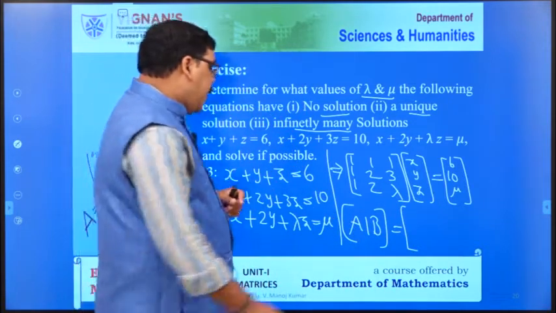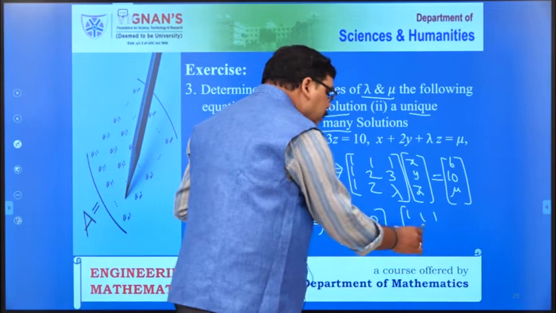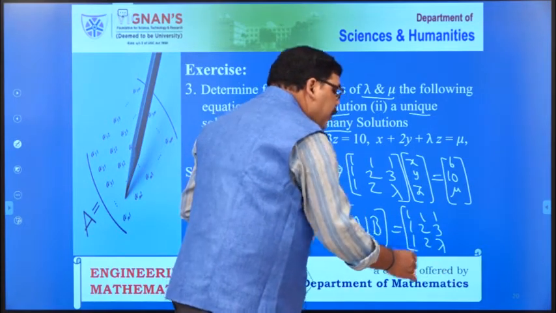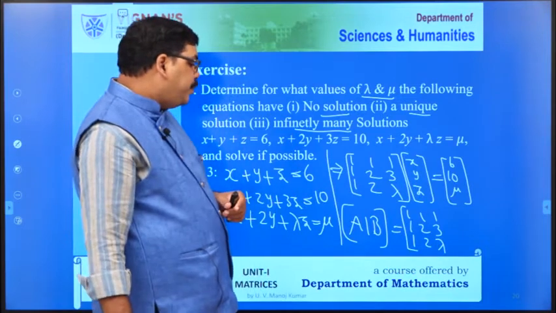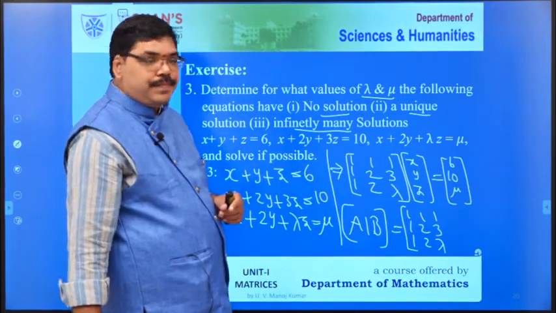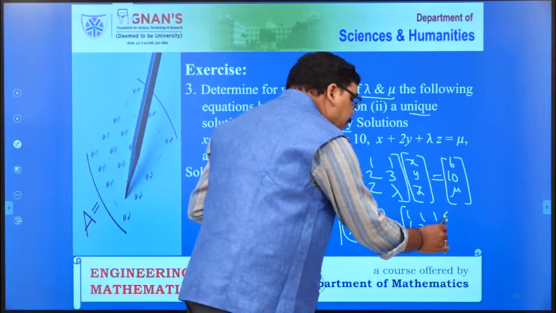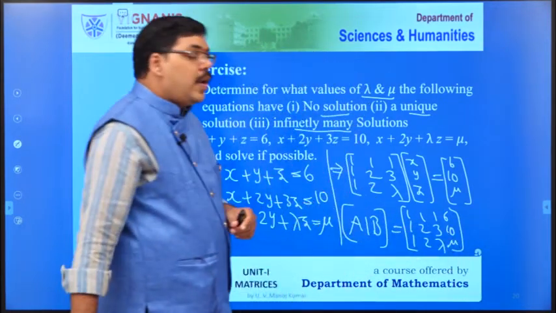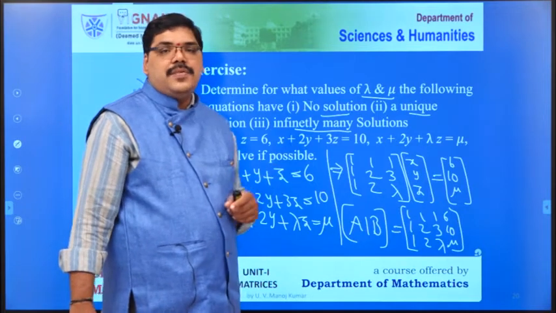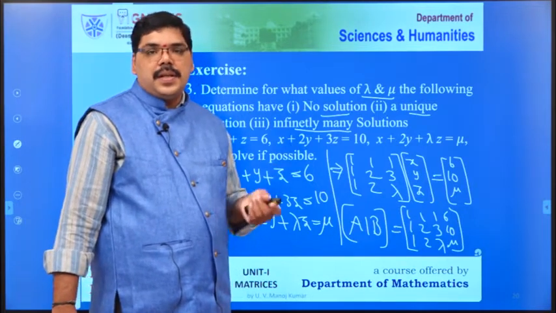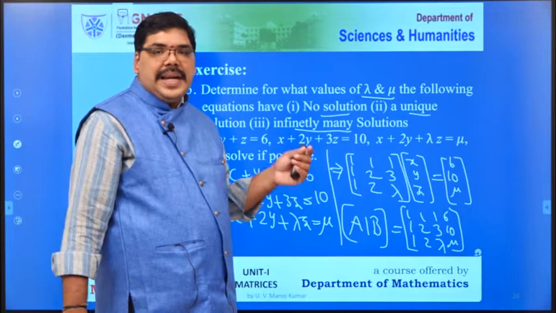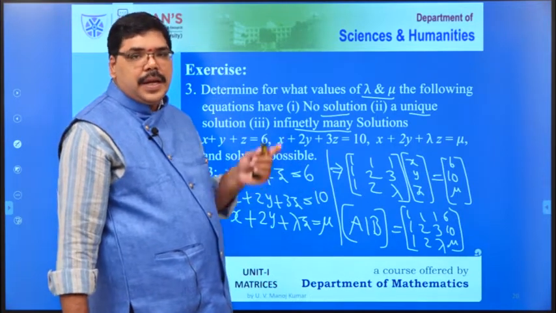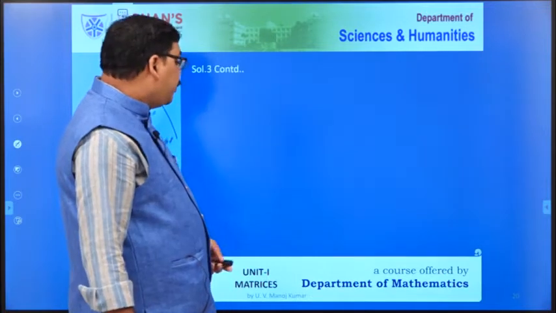Write the matrix A: 1 1 1, 1 2 3, 1 2 lambda, and also add B as an extra column: 6, 10, mu. Now we want to check the consistency of this system of equations. For that, we want to reduce matrix AB into echelon form. The augmented matrix is to be reduced into echelon form.